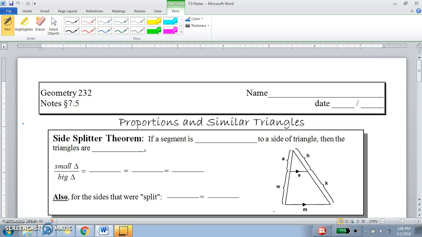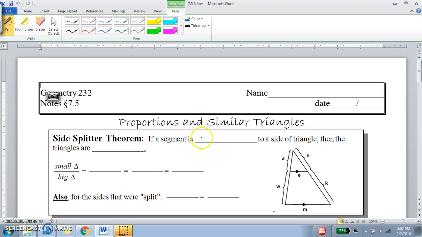This is Geometry, section 7.5, Proportions and Similar Triangles. So we just have a couple theorems in this section that are going to help us solve problems involving similar triangles, especially overlapping similar triangles. So the first is called the side splitter theorem.